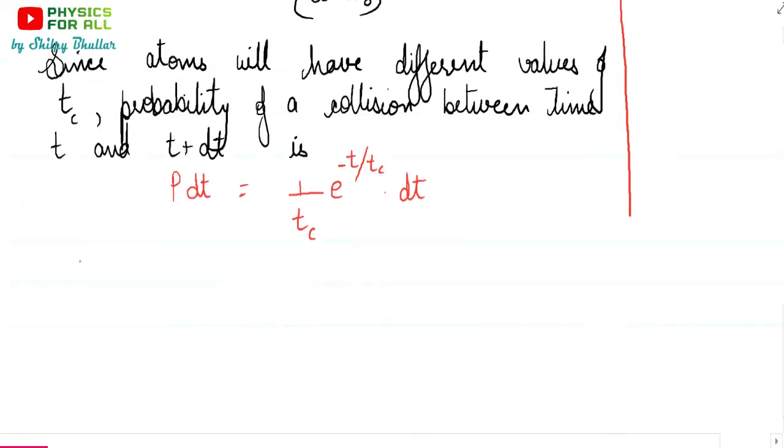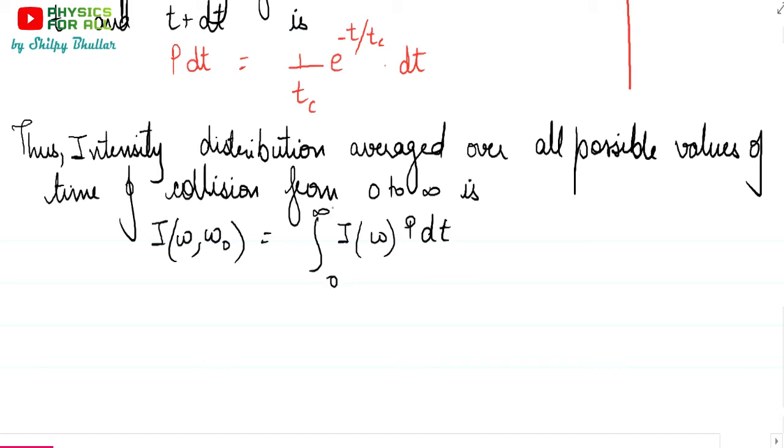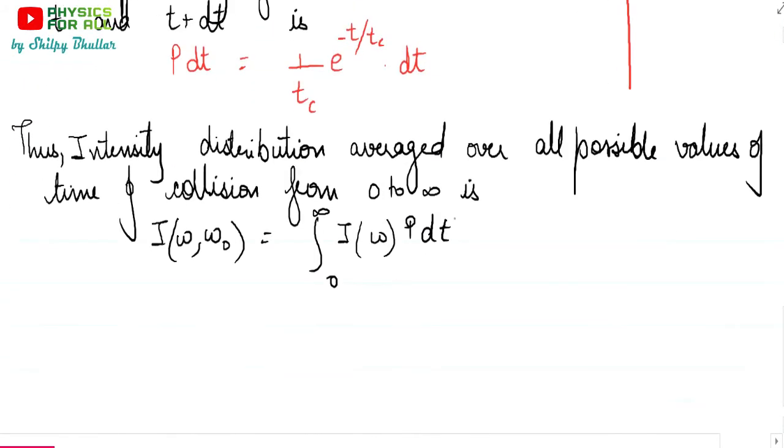And here, when we write the intensity distribution, now we will arrange it or average it over all possible values of time. If we average this intensity distribution over all possible values of time of collision from 0 to infinity, we have to include this probability. Now our intensity distribution becomes the integral of I(omega) into p dt, 0 to infinity. This I(omega) is nothing else but the same term, and p dt is this value. Now we are averaging over all possible values of time of collision from 0 to infinity. And here I have mentioned I(omega).